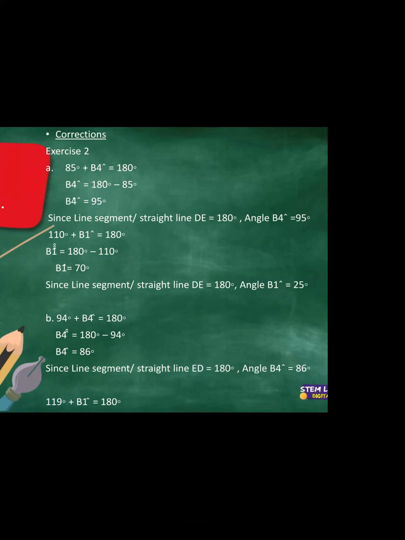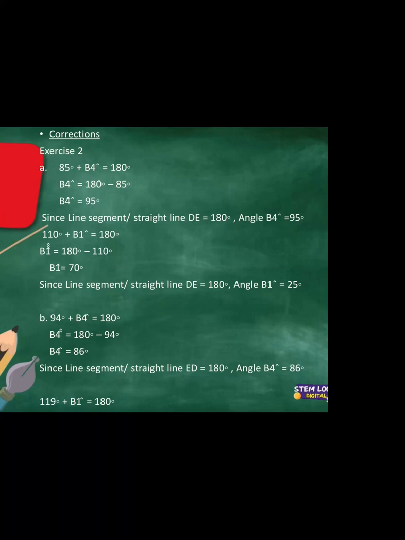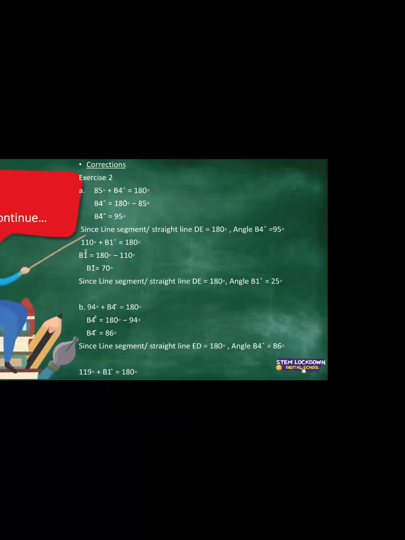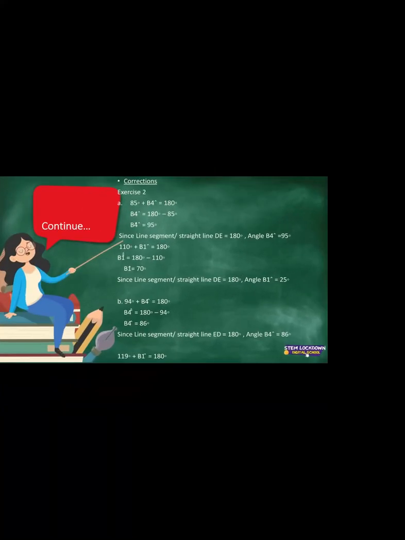And then our second one is, since straight line DE equals 180 degrees, then our angle B1 equals 25 degrees. And then let's move on to number B. Number B is, since the straight line equals 180 degrees, then our angle B4 equals 86 degrees. I think that makes sense.